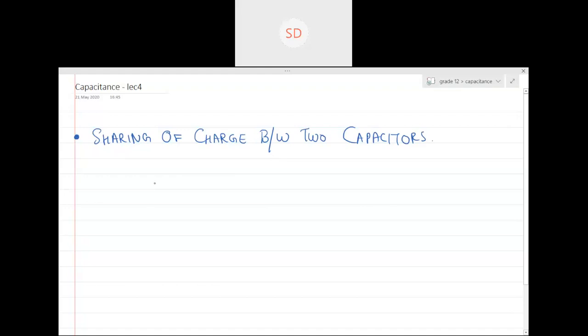Suppose, guys, there is one capacitor of capacitance C1, and it is, let's say, charged with a potential difference of V1. So can anyone tell me what will be the charge on this thing? Q1 equals C1 V1, right? Yes or no? Yes, sir.